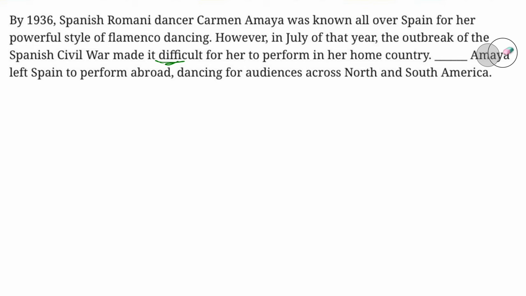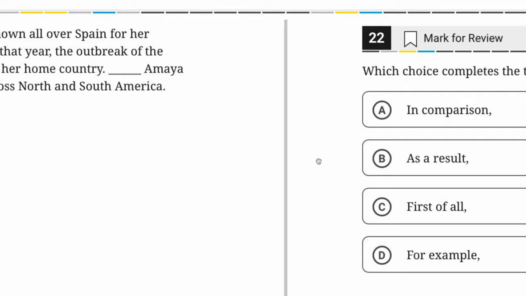And I put that because a lot of times you have contrasts that go from negative to positive or positive to negative. We don't really have that here. What we have here is really more time, or cause and effect. So either consequently or subsequently. As a result. As a result.